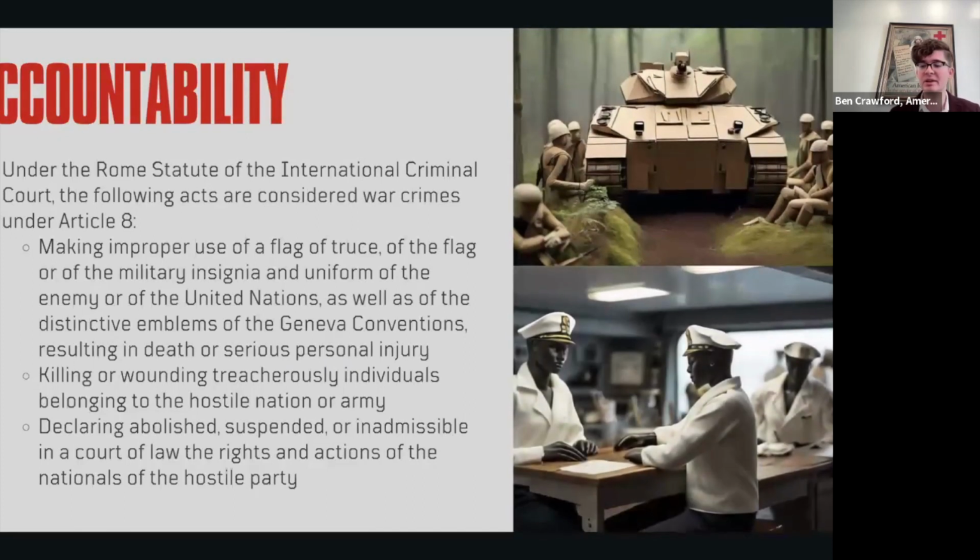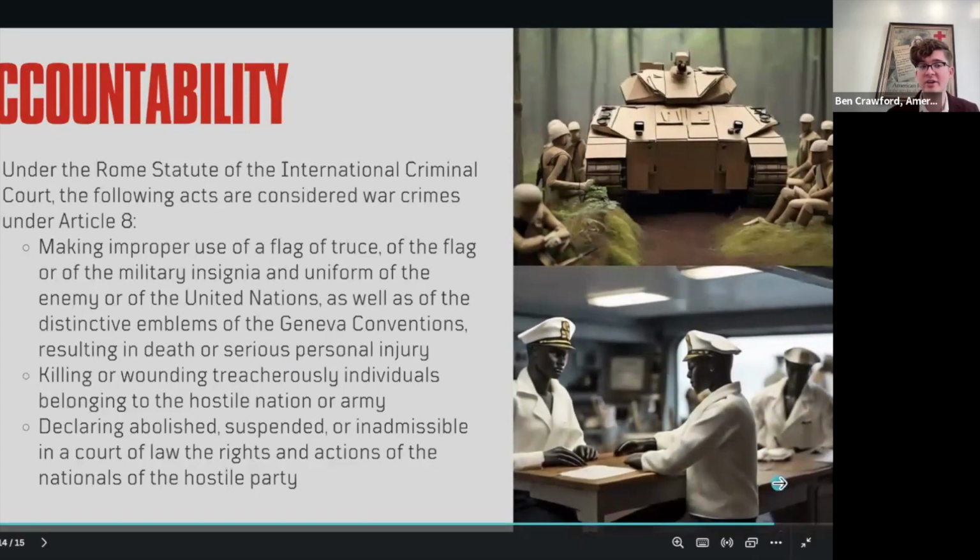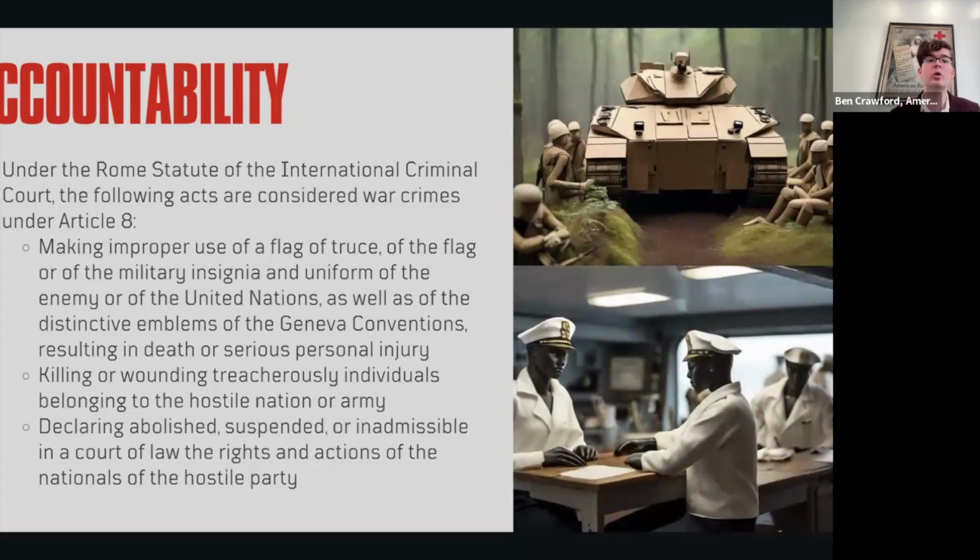Now to accountability. Under the Rome Statute of the International Criminal Court, the following acts are considered war crimes under Article 8. Making improper use of a flag of truce, the flag or the military insignia and uniform of the enemy or the United Nations, as well as the distinctive emblems of the Geneva Conventions, resulting in death or serious personal injury. You see in one prompt, they combine the vast majority of the protective emblems doctrine. Killing or wounding treacherously individuals belonging to the hostile nation or army, which applies generally to perfidious acts at large.